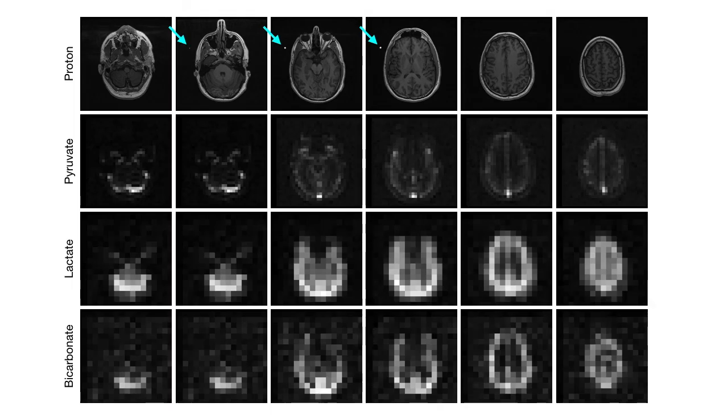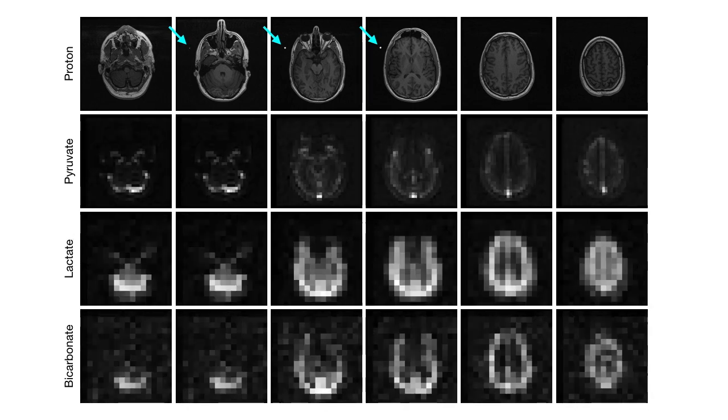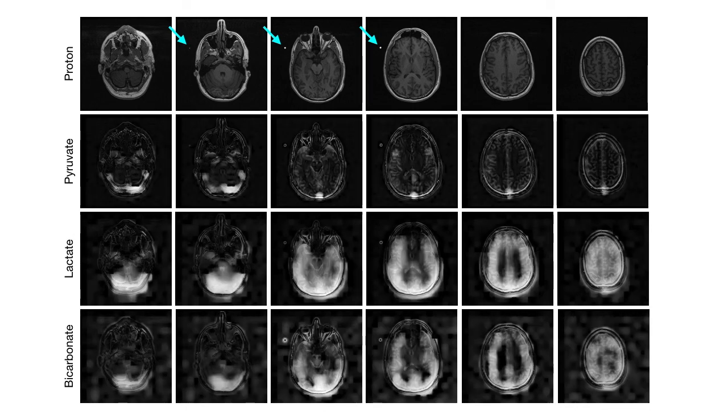Once more in the brain, the top row shows several slices of the brain, and then we have the pyruvate, lactate, and bicarbonate images for the corresponding slices. This is before the interpolation, after. Before the interpolation, after. If you're interested in more details, we welcome you to review our preprint available at www.nicholasdwork.com.